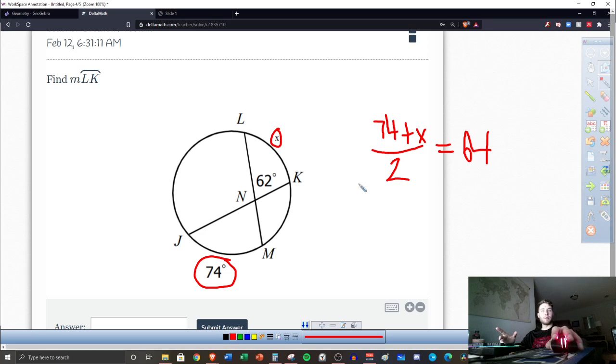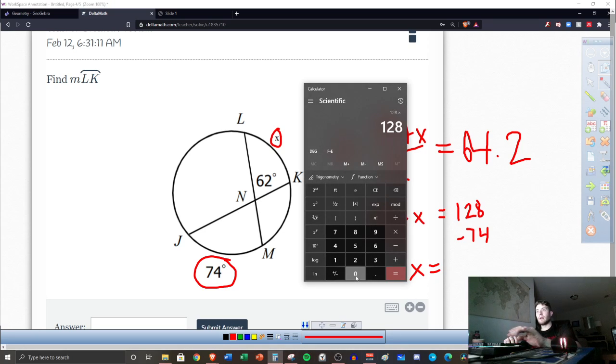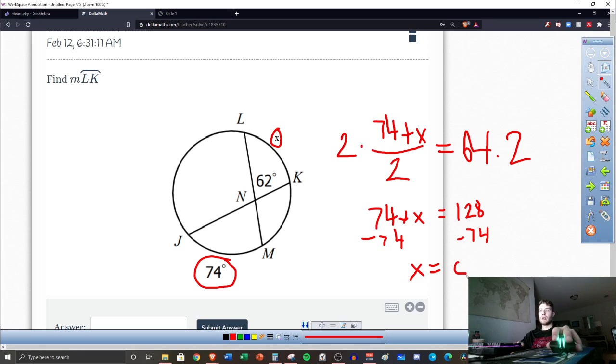So we can do some algebra here. Multiply by 2. We get 74 plus X equals, I think that's 128. And then we subtract 74. I'm just going to grab a calculator for that. 54. Okay, so that would be your answer to that question.